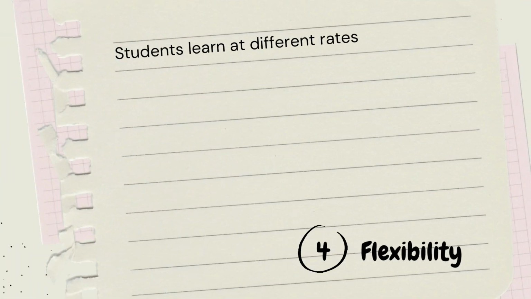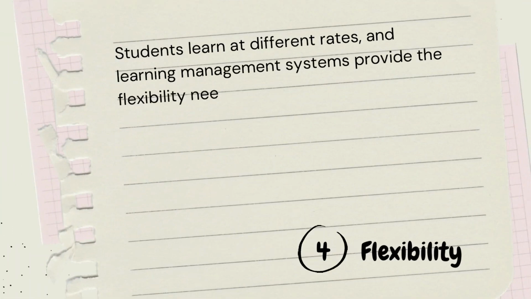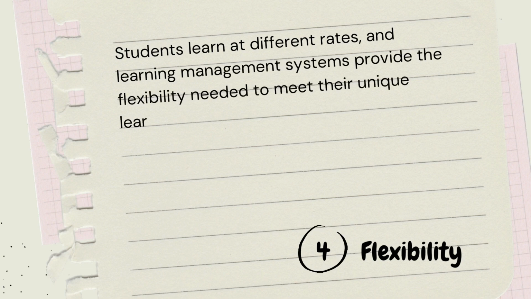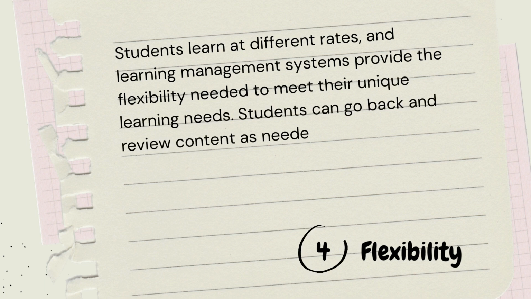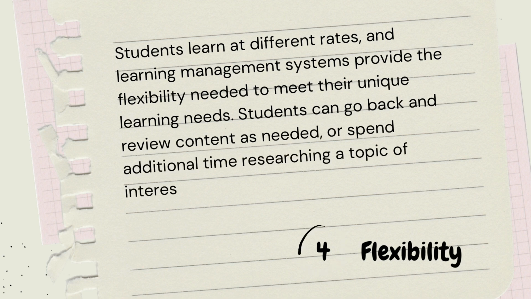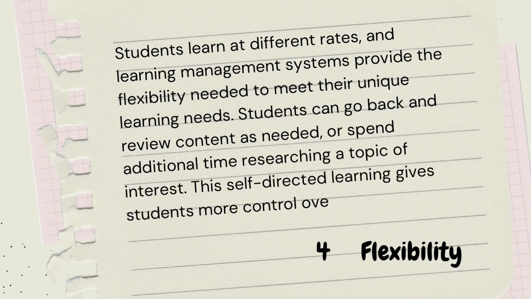Fourth, we have its flexibility. Students learn at different rates. A learning management system provides the flexibility needed to meet their unique learning needs. Students can go back and review content as needed, or spend additional time researching a topic of interest. This self-directed learning gives students more control over their education.